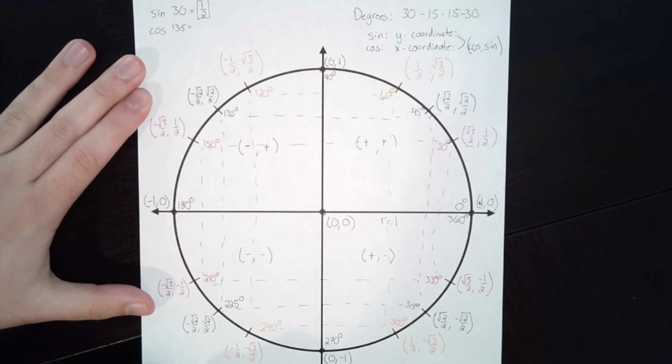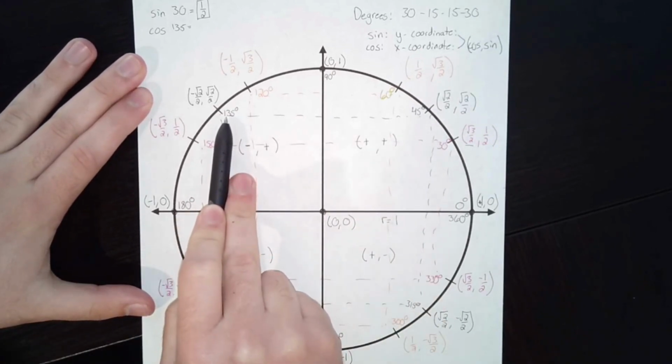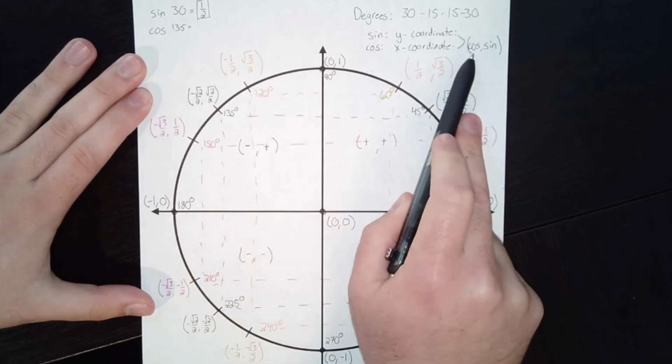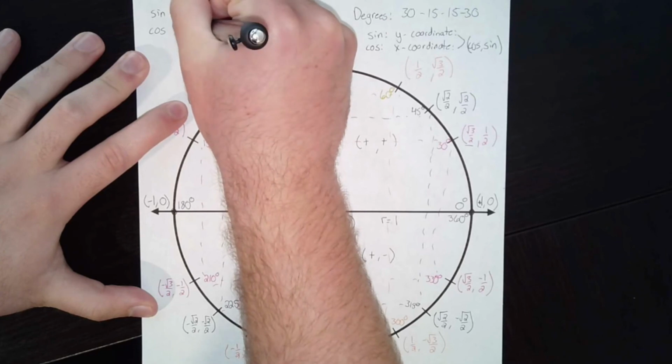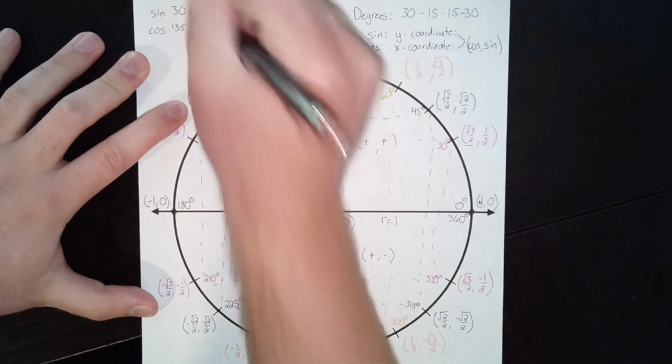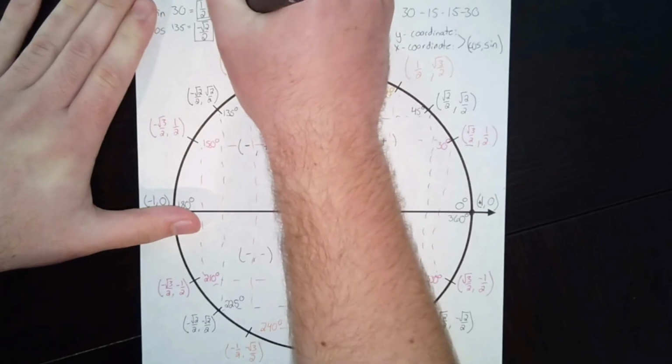Cosine of 135, you probably don't know off the top of your head, but I can go to 135. I know that cosine is my x-coordinate, so I'm looking at my x-coordinate at 135, and that is a negative square root of 2 over 2. So my answer is simply negative square root of 2 over 2. It is important to make sure you get your negatives and positives right on these as well. So those ones are pretty straightforward. I'm not going to do a lot of those because for the most part, you're just reading those off of your unit circle.